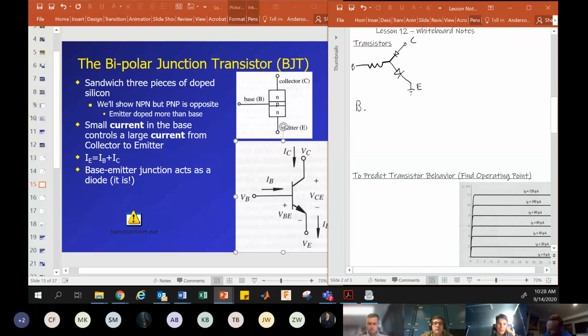So we call this a bipolar junction transistor, or a BJT for short. And we have the base, the collector, and the emitter. So these aren't physical diodes, but we're drawing them as diodes because I think it's an effective way of understanding how it works.